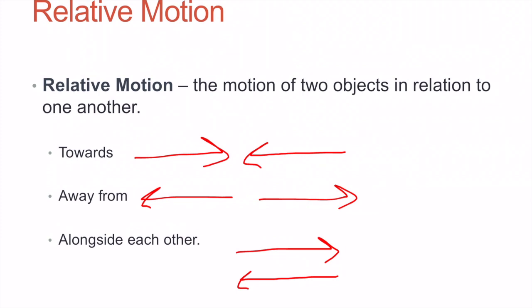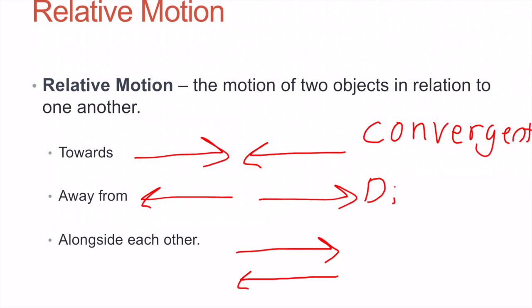All right. And these 3 motions actually have different names. We don't just call them towards or away from. We call this towards motion convergent. Okay, and we call this away from motion divergent. Divergent means to move away. To diverge is to move away. To converge is to come together. So convergent is coming together. Moving away is divergent.